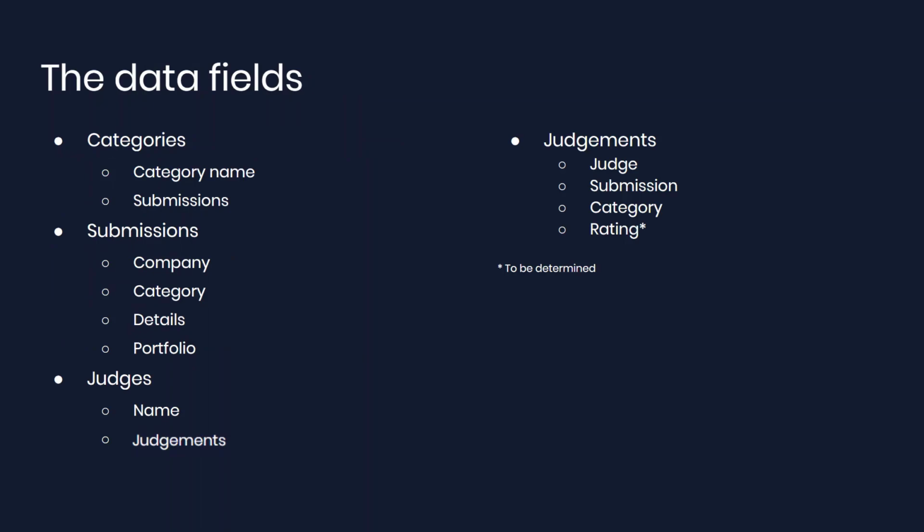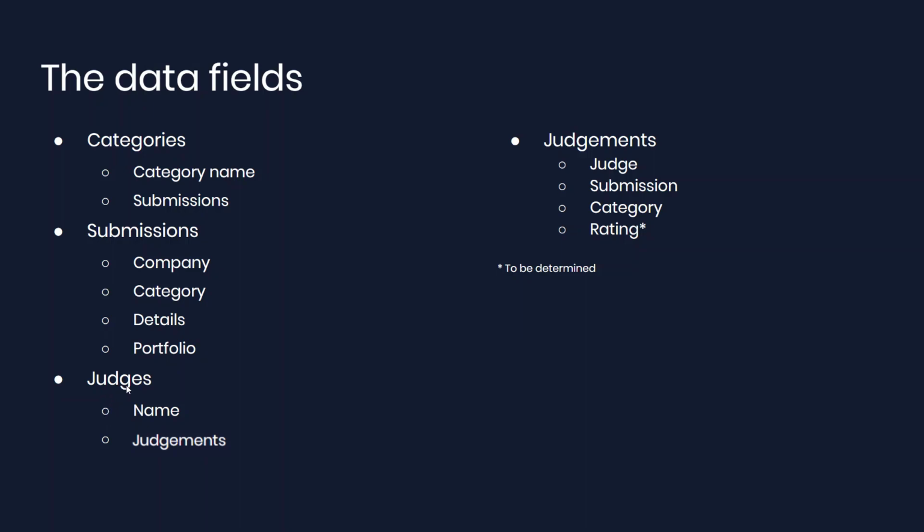Now, the next thing we want to understand is what data fields we want to capture per section, per data type, or by sheet. Here we have our categories, and we want to capture the category name, and we also want to be able to group within those categories all of the submissions that we've received. That's going to allow us to see all the submissions in all of those categories. We have our submissions table here. Here we want to capture the company, the category that the submission is for, as well as the relevant details, portfolio, and whatever other fields of data you're going to want to capture for that particular submission to allow you to judge it.